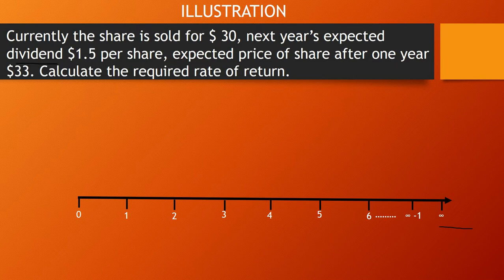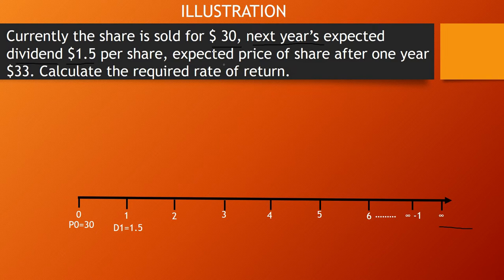Now the first thing that is given is that currently the share is sold at $30. That means my P0, the current price, is given to be 30. So I'll write in front of 0 that my P0 is $30. Next, it is given that next year's expected dividend is 1.5. So I can say that at the end of year 1 I am going to get the dividend of $1.5 per share. So my D1 is 1.5.